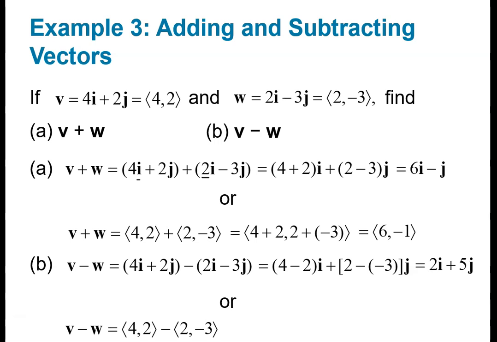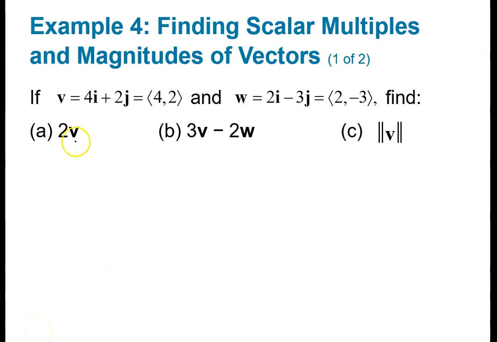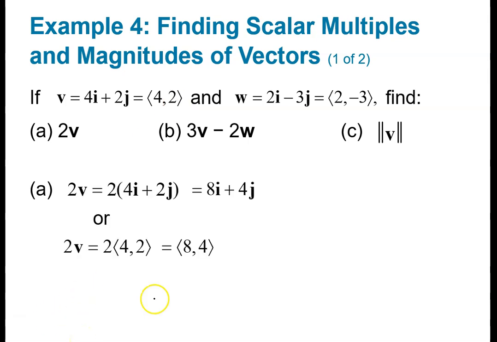All right, we can also do it this way. Just remember to negate the 2 and the -3 and get a -2 and a +3. So that's going to be the 2, 5 vector. All right, when we double a vector, literally we're just going to double the components. So 2v is going to be double 4, 8, double 2, 4. And that's the way that we can do it. Again, ij notation or the other notation.